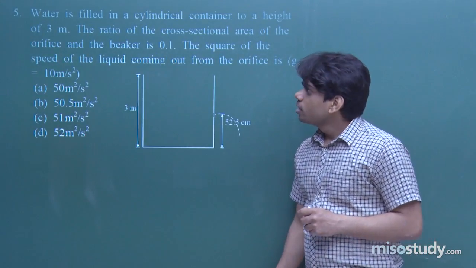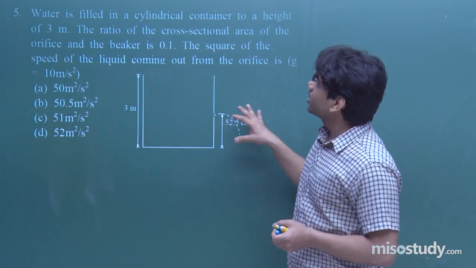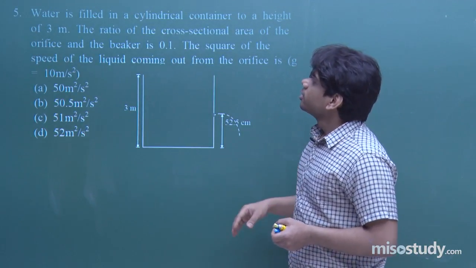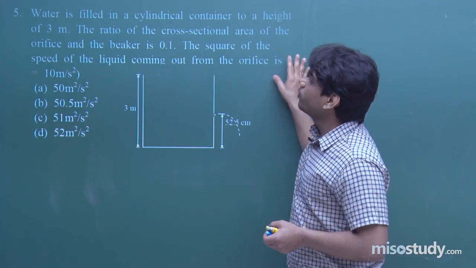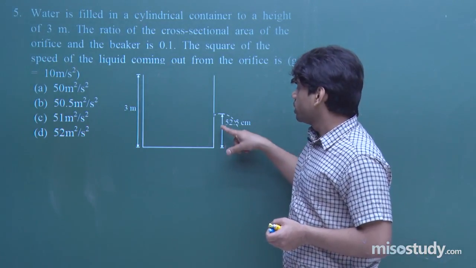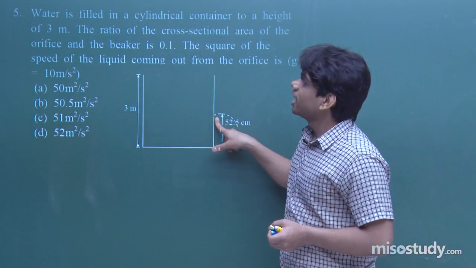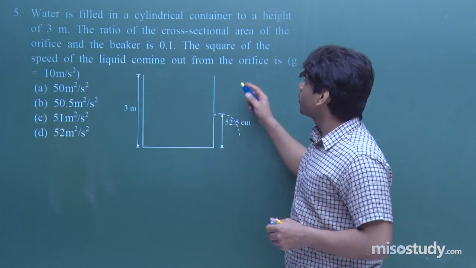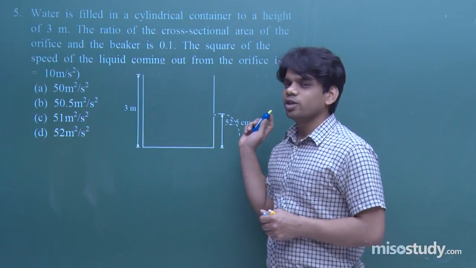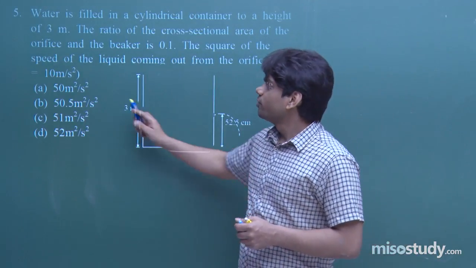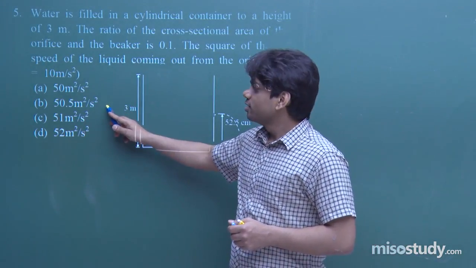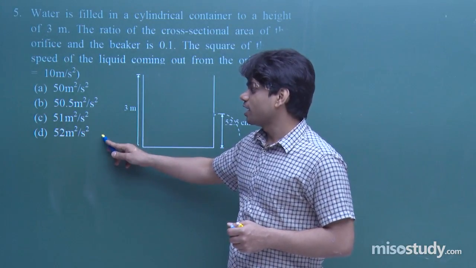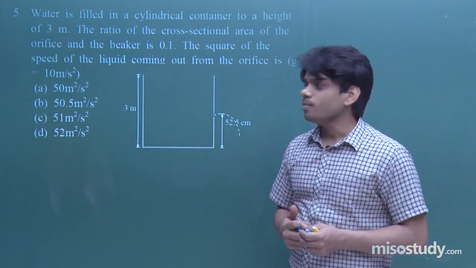Fifth one. Water is filled in a cylindrical container to a height of 3 meter. You can see that water is filled here. The ratio of the cross-sectional area of the orifice and the beaker is 0.1. You can see here this is the orifice. The square of the speed of the liquid coming out from the orifice, take G equals 10 meter per second squared, is: 50 meter square per second square, 50.5 meter square per second square, 51 meter square per second square, and 52 meter square per second square.